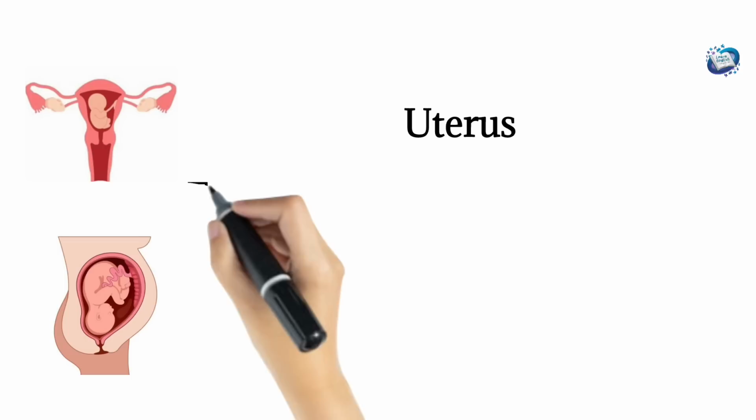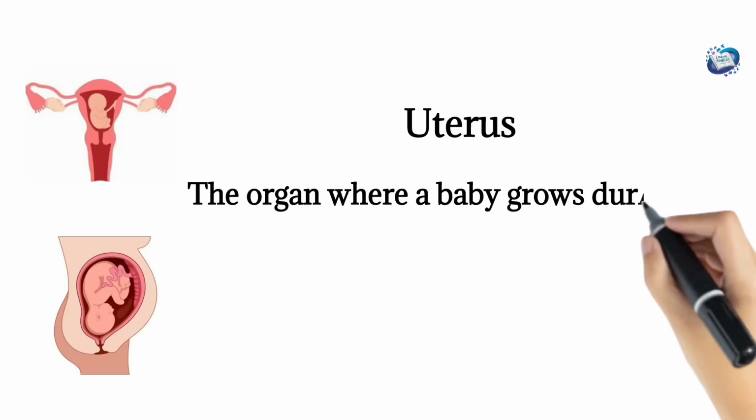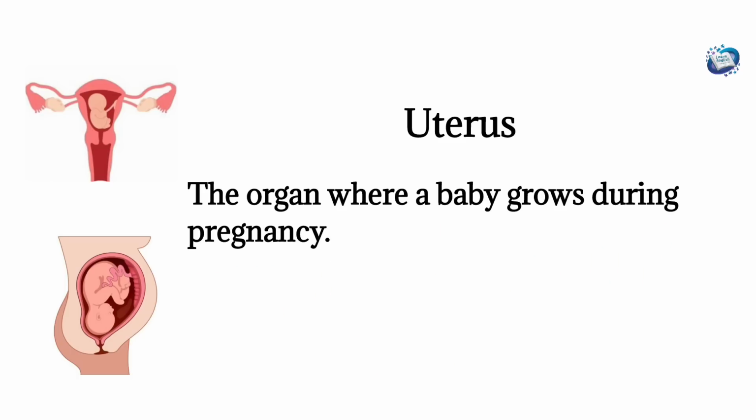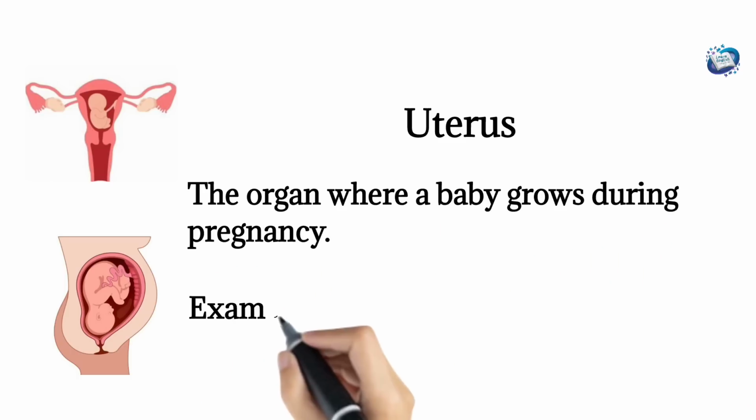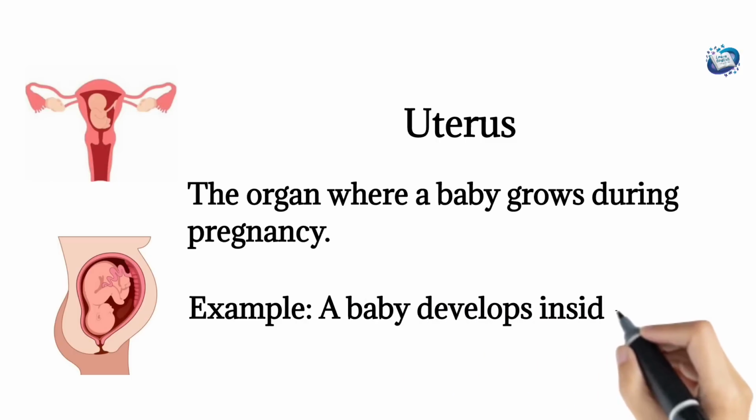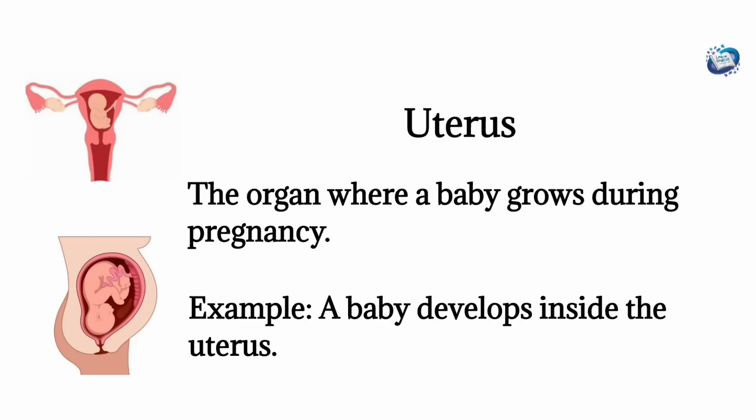Uterus. The organ where a baby grows during pregnancy. Example: a baby develops inside the uterus.